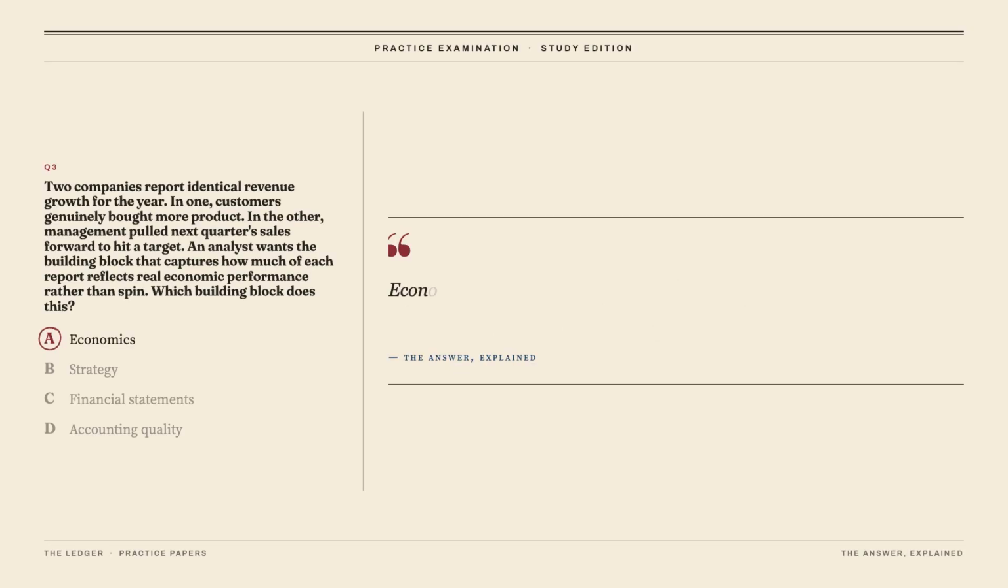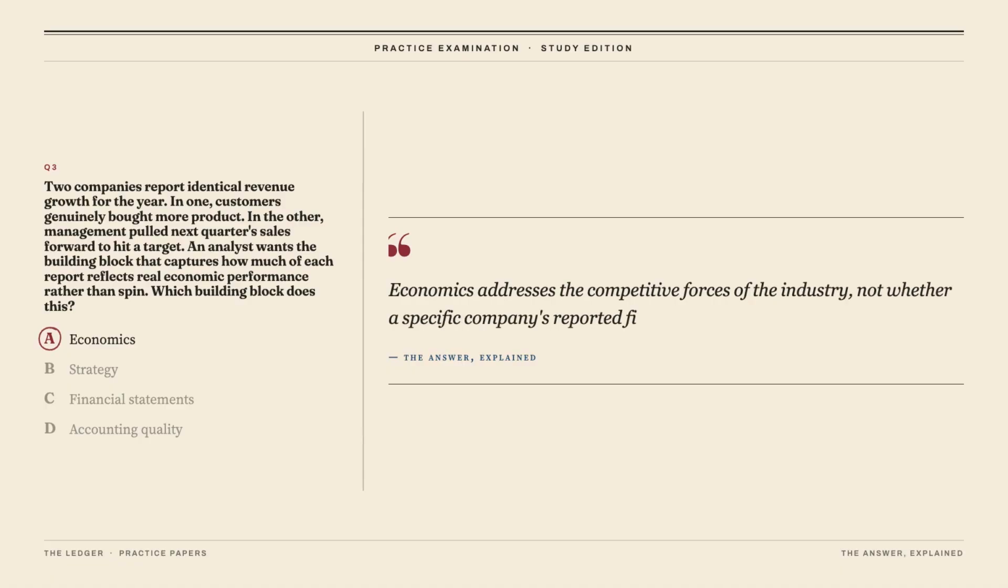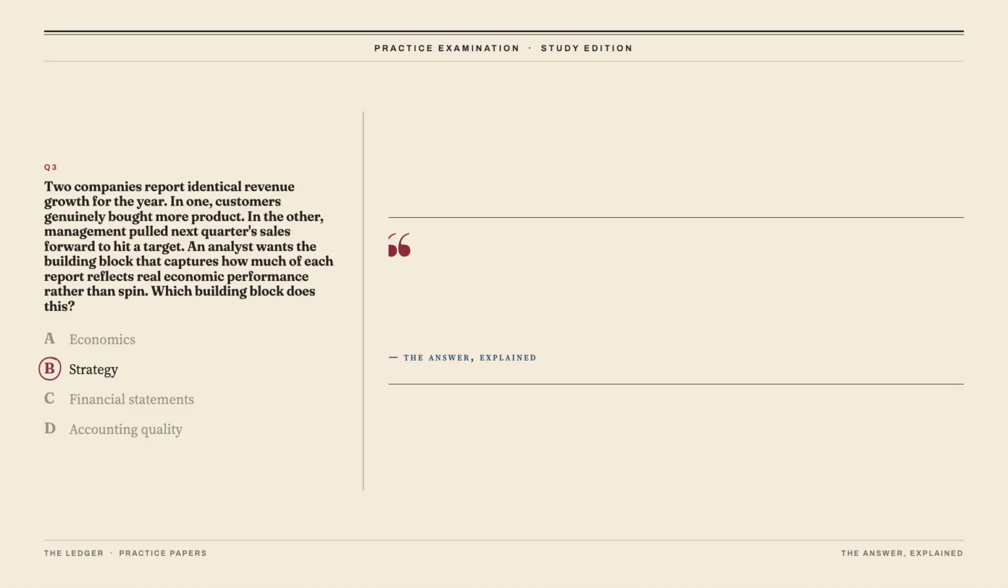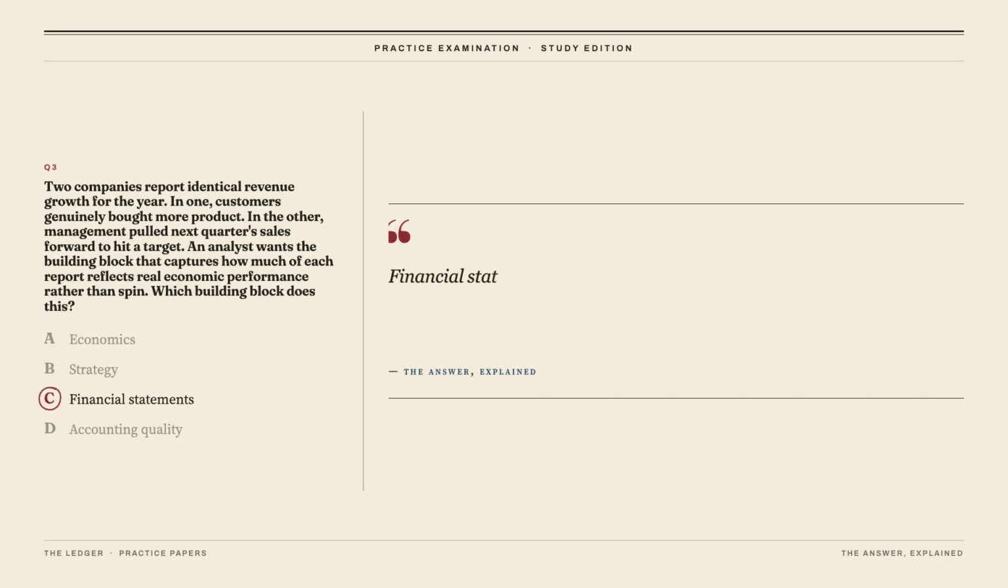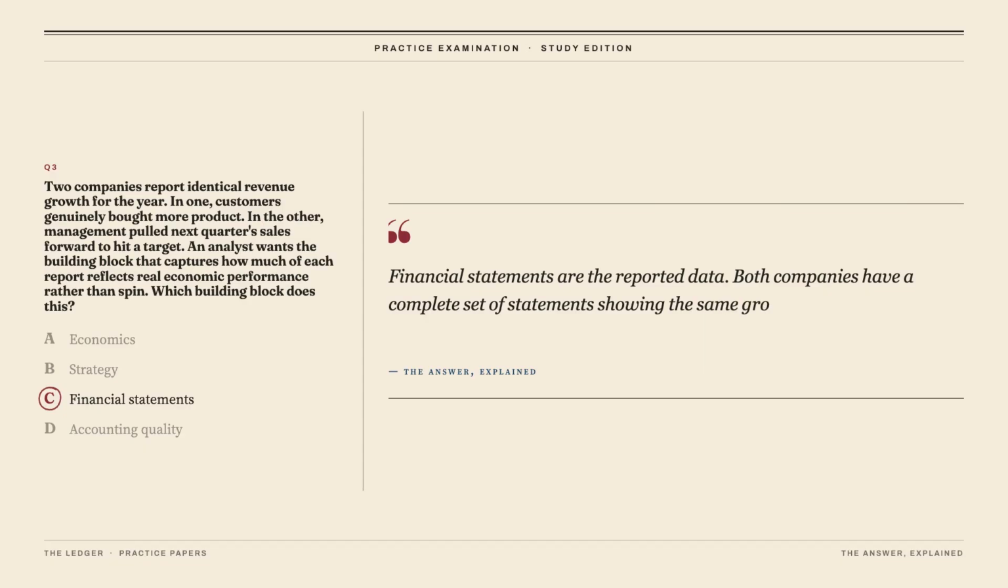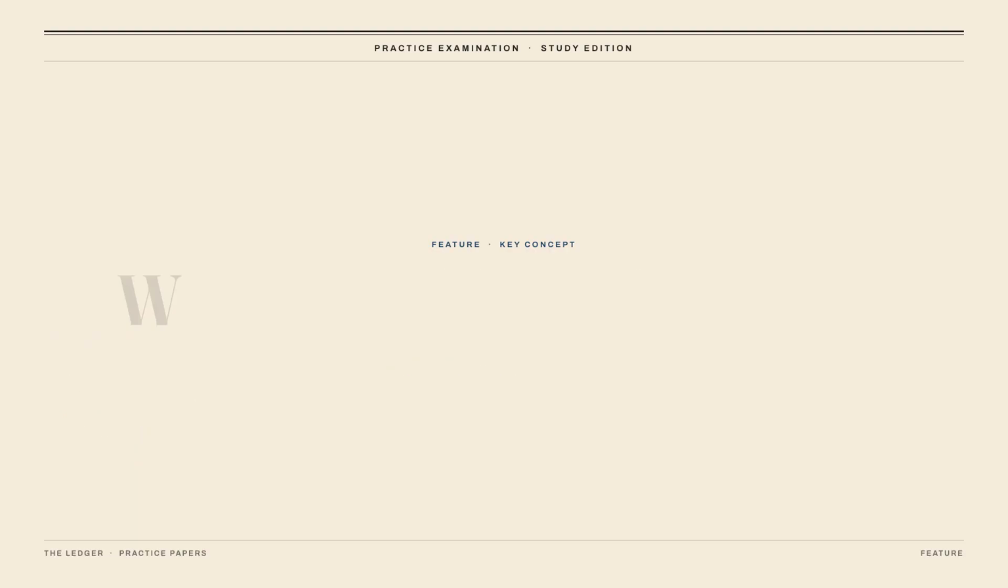A is wrong because economics addresses the competitive forces of the industry, not whether a specific company's reported figures can be trusted. B is wrong because strategy addresses how the firm chooses to compete, which does not answer whether this quarter's reported growth is real or engineered. C is wrong because financial statements are the reported data. Both companies have a complete set of statements showing the same growth. The question is how much to trust each one, which is a separate judgment.